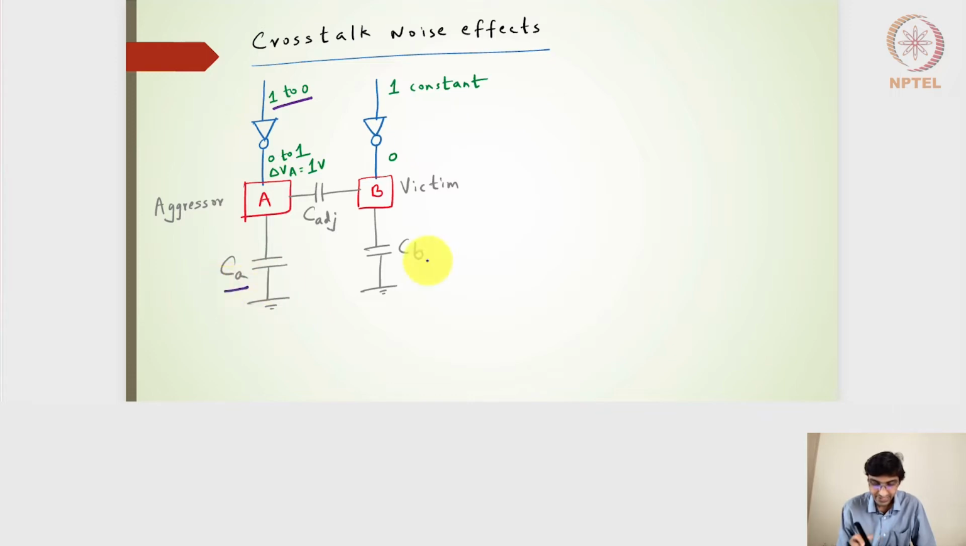Again, CA, CB, and C adjacent are the capacitances associated with the dimensions of wires A and B and their neighboring dimensions. The neighboring dimension, in the sense of the spacing between wire A and wire B, characterizes this C adjacent capacitance. So I hope this is clear.